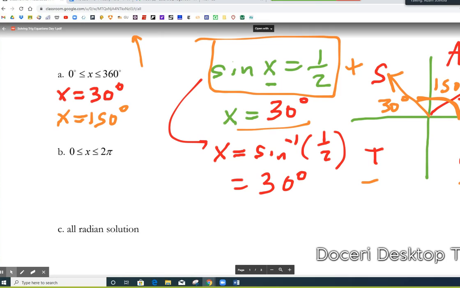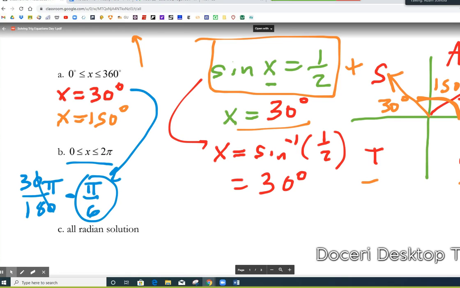And if we were doing B, all answers between 0 and 2 pi, we would do it the exact same way, except we would answer in radians. So we could even do it in degrees first and convert to radians after by multiplying by pi over 180. We get 3 pi over 18, which is pi over 6. So that would be one of our answers.